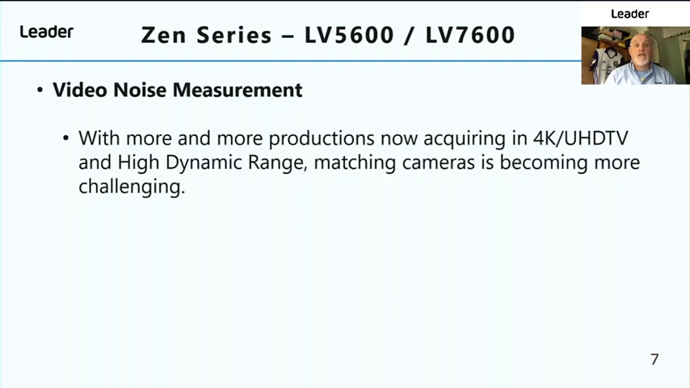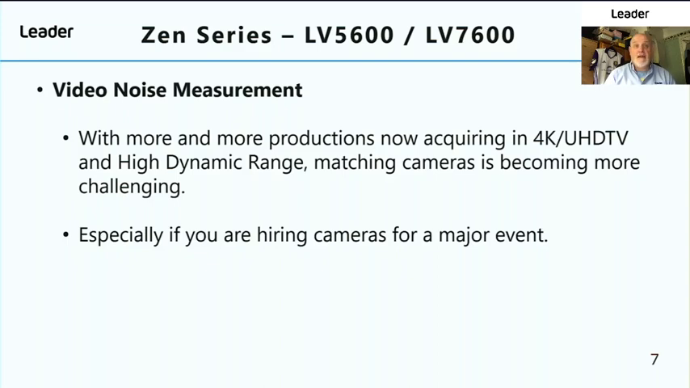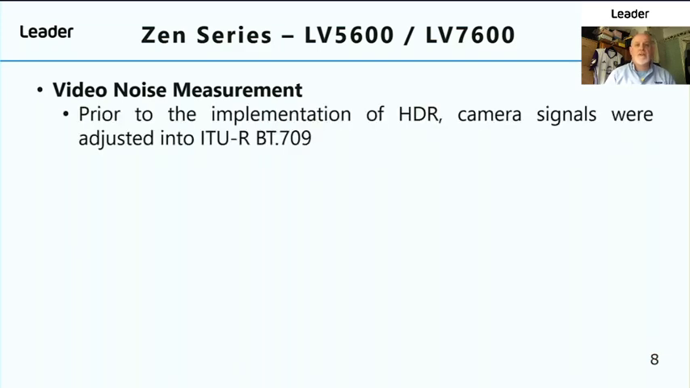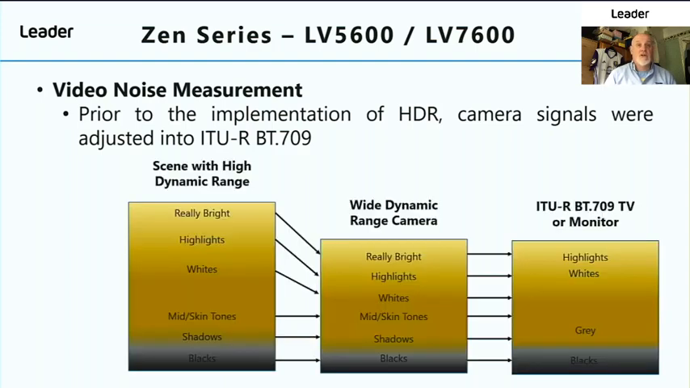So, with more and more productions now acquiring in 4K UHD TV and high dynamic range, matching cameras is becoming more of a challenge, especially if you're hiring cameras for an event from a third-party rental company. Prior to the implementation of high dynamic range, camera signals were adjusted into the BT709 color space. So we had, on the left, a scene with high dynamic range, a wide dynamic range camera, and that would output a BT709 output.